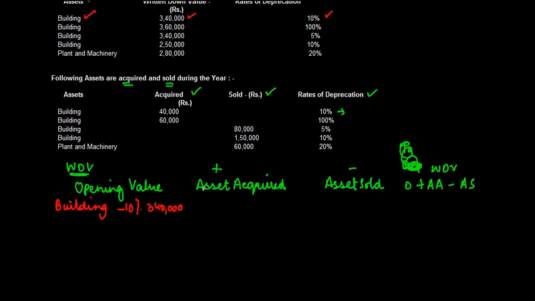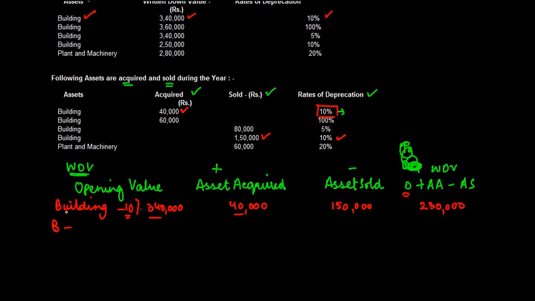Then asset acquired. Is there any building which is acquired during the year which has a depreciation of 10%? So if you look at this, the rate of depreciation is 10% and there is a building which is acquired for 40,000. Is there any building which is sold on which there is a depreciation of 10%? Sold are these three. These two are building. Here the rate of depreciation is 10%. So this is sold, 1,50,000. So what will be the written down value? It will be opening 340 plus asset acquired 40, 380 minus 150, 2,30,000.